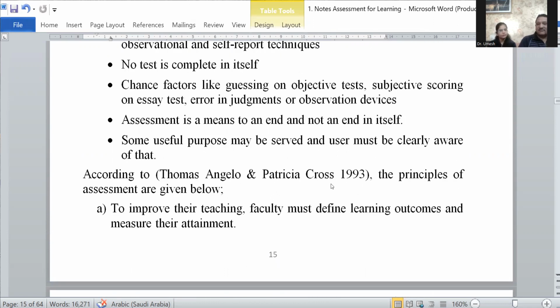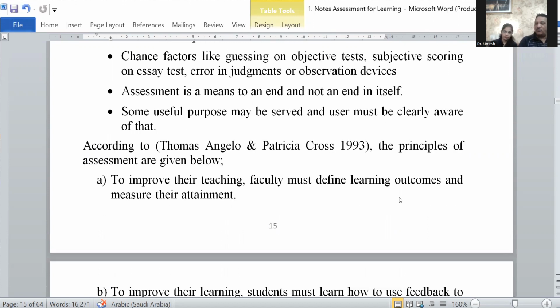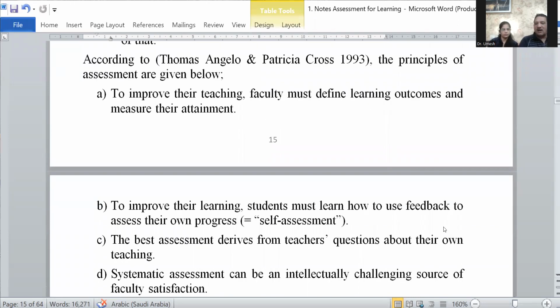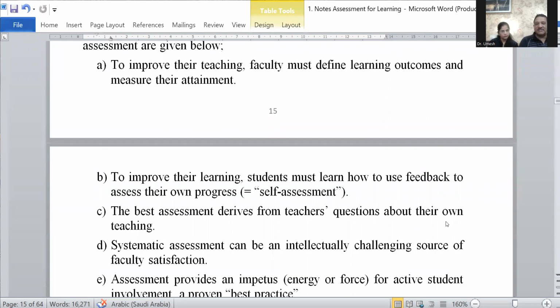According to Thomas Angelo and Patricia Cross 1993, the principles of assessment are given below. अगर इनके हिसाब से देखें थॉमस एंजेलो और पैट्रिशिया क्रॉस के द्वारा, तो असेसमेंट या आकलन के क्या क्या सिद्धांत हैं, तो इसमें आपका पहला है, to improve their teaching, faculty must define learning outcomes and measure their attainment. To improve their learning, a student must learn how to use feedback to assess their own progress, that is self-assessment.